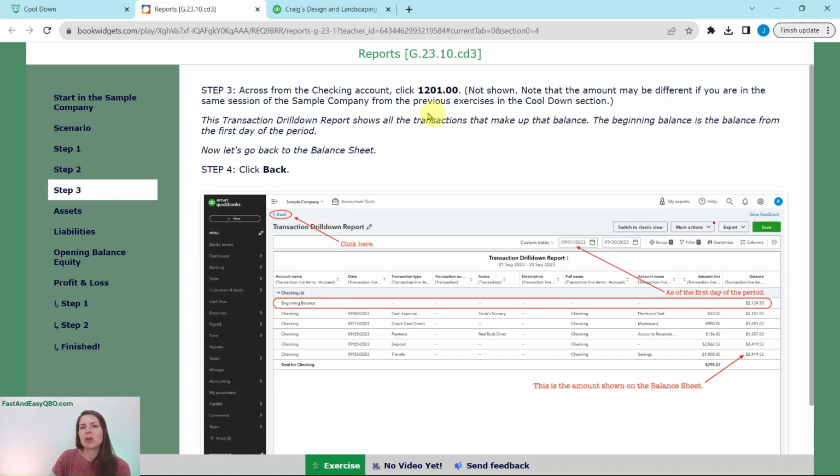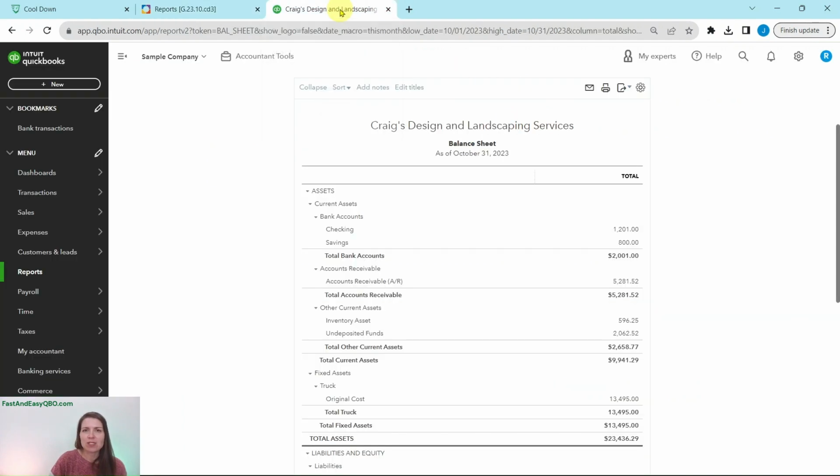So we're going to go look at the checking account. On the checking account, you're going to click on 1201. As a note here, the amount may be different if you are in the same session of the sample company that you used for the previous exercises in the cool down section. That's okay. We're not as worried about the numbers in this particular exercise. So if it's different, that's okay. Just go ahead and click on the one for the checking account.